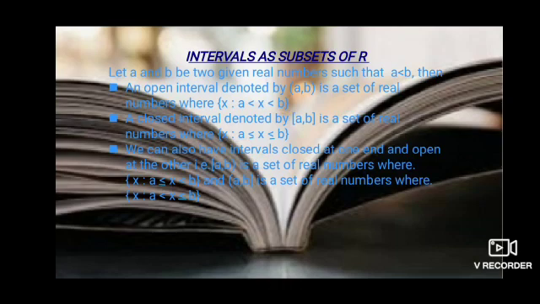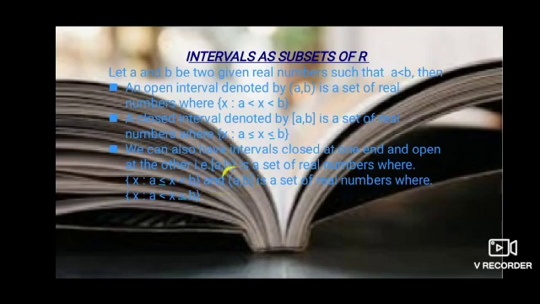A closed interval is denoted by [a, b], surrounded by square brackets. Here, the set of real numbers is represented as a ≤ x ≤ b. We can also have intervals closed at one end and open at the other. Here, as you can see, by the side of a we have a closed end and by the side of b we have an open end. So this set of real numbers is represented as a ≤ x < b.